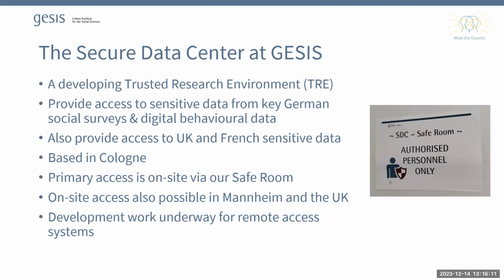If you haven't visited us before, we are based in Cologne, and our primary access route is on site via our safe room, which is in tract B of the Cologne building. We also have on-site access, which is possible via the safe rooms in GESIS Mannheim and the UK Data Service over in the UK. And we've been doing a lot of development work recently to move further along the remote path to exploring different access systems.